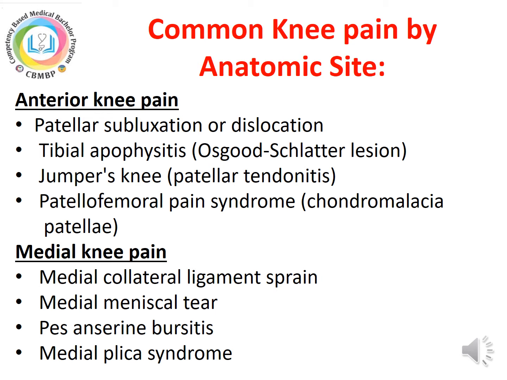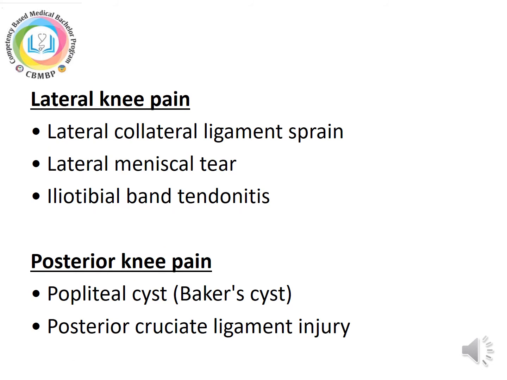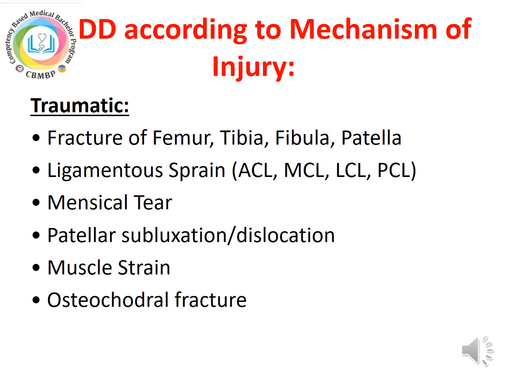subluxation or dislocation, tibial epiphysitis, jumper's knee, and patellofemoral pain syndrome. Medial knee pain involves medial collateral ligament sprain, medial meniscal tear, Pes anserine bursitis, and medial plica syndrome. Lateral knee pain involves lateral collateral ligament sprain, lateral meniscal tear, and iliotibial band tendonitis. Posterior knee pain involves Baker's cyst, popliteal cyst, and posterior cruciate ligament injury.